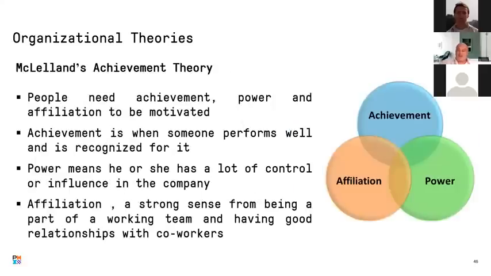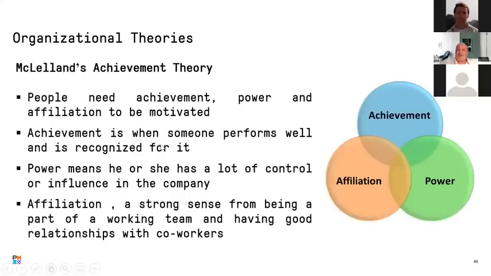Another theory, which in my personal opinion is one of the best theories and really covers many aspects of the motivation area, is the McClelland achievement theory. Mr. McClelland said that people need achievement, power, and affiliation. So three things: achievement, power, and affiliation, and we're going to explain what these are.